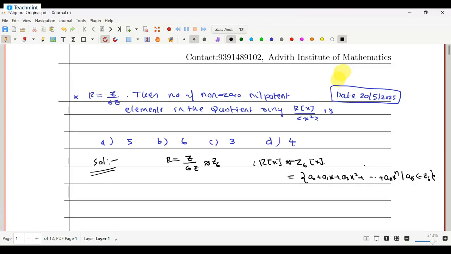Yes, sir. So now we need to find R[x] by the ideal generated by X square. X square belongs to R[x], right? So the ideal generated by that element is X square into F of X, where F of X belongs to R[x]. So every element of the quotient R[x] by generated by X square can be written as F of X plus generated by X square, such that F of X belongs to R[x], that means Z6[x].